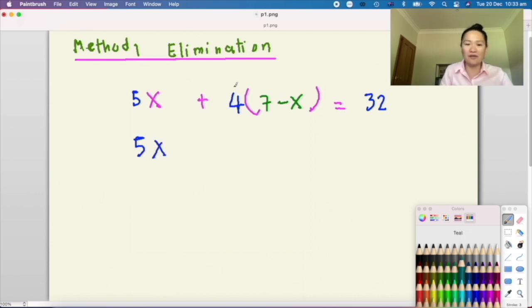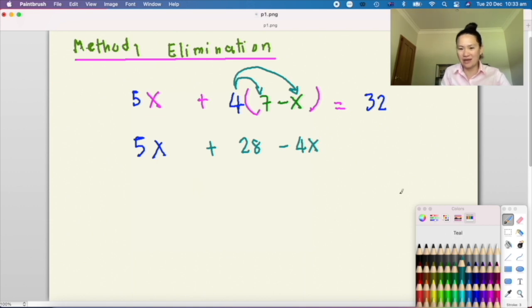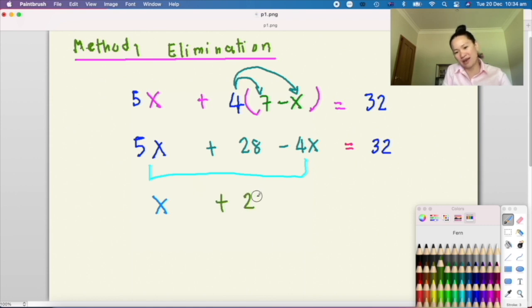And then we have 4 times 7, which is plus 28. 4 times negative x is minus 4x. Yes, and it's equal 32. Same, 32 here. 5x minus 4x is equal x. Write down x here. So we have plus 28 here. x plus 28 is equal 32. Write down 32 here. Yeah. Same, 32.